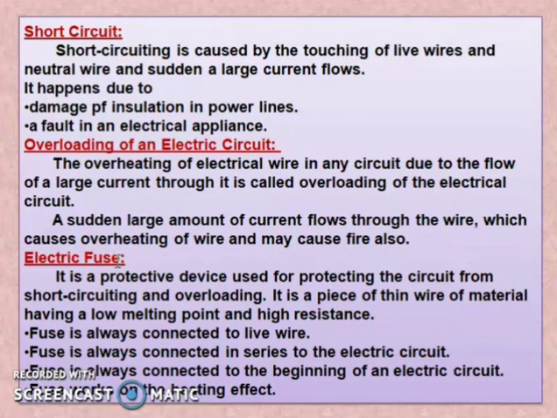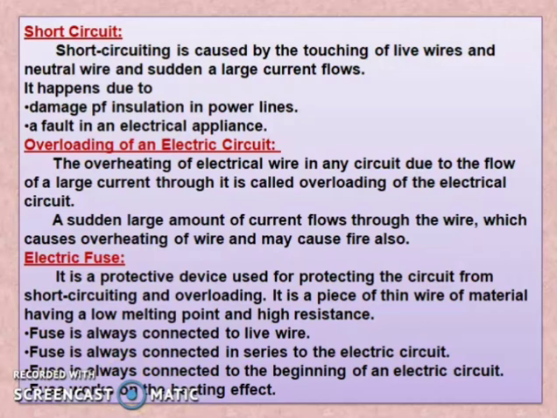Next one is the electric fuse. It is a protecting device used for protecting the circuit from short circuit and overloading. It is a piece of thin wire of a material having a low melting point and high resistance. A fuse is always connected to the live wire. A fuse is always connected in series to the electric circuit, at the beginning of the circuit. A fuse works on the heating effect, so the electric fuse has a low melting point and a high resistance.